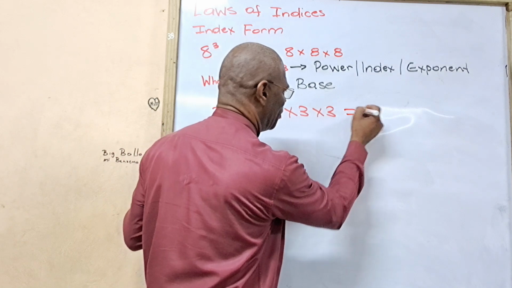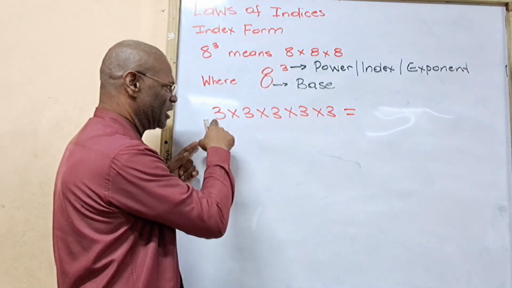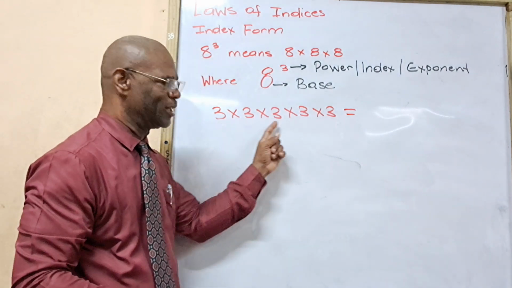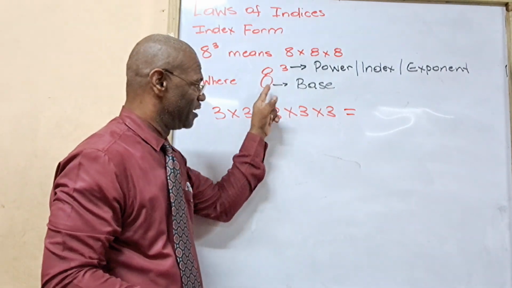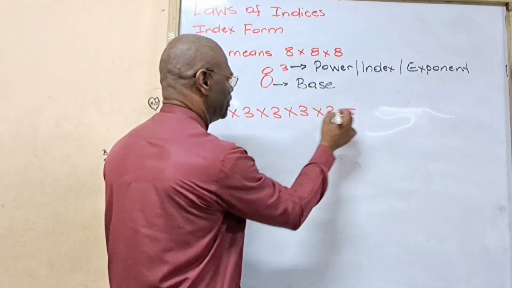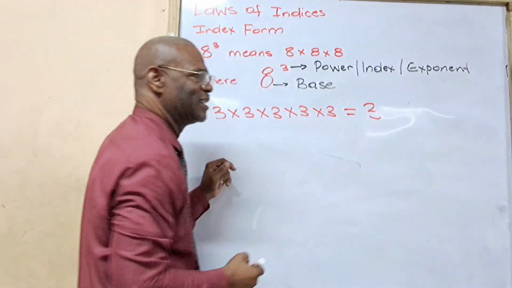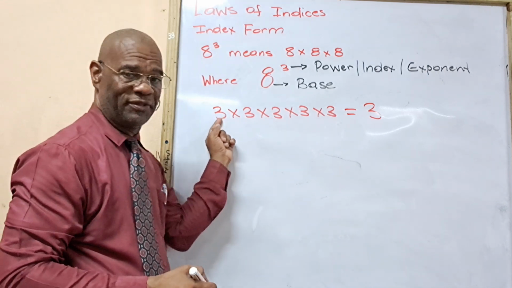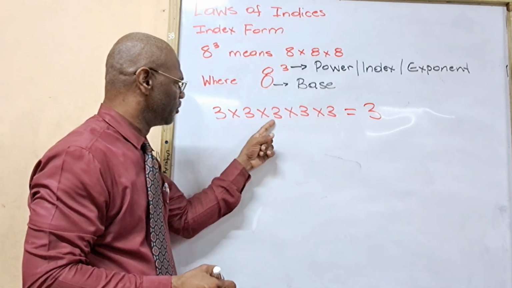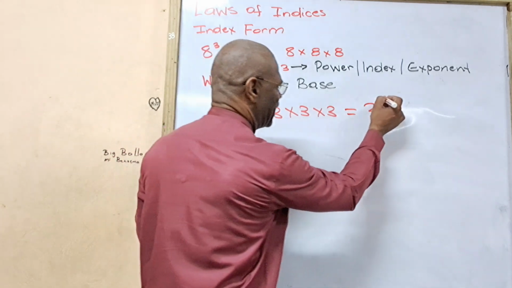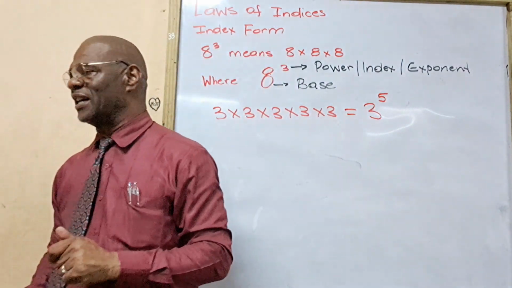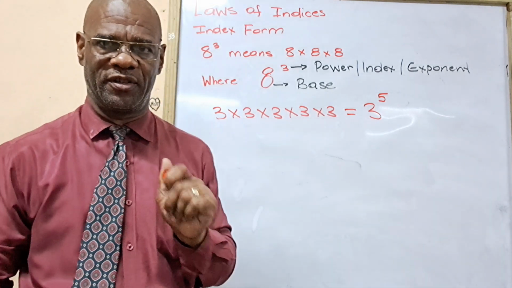If you notice, all of these numbers are the same, so this becomes the base. So we say 3 is the base, they're all common. Then we count the number of times we have 3 there: 1, 2, 3, 4, 5. So that's 3 to the 5th power. We read it as 3 to the 5th power. Good?